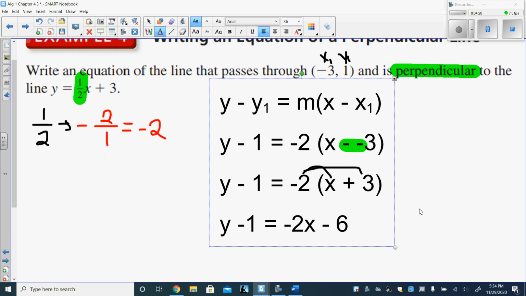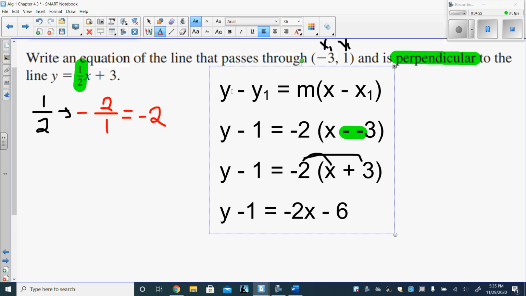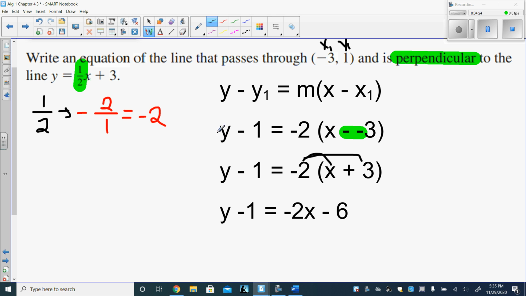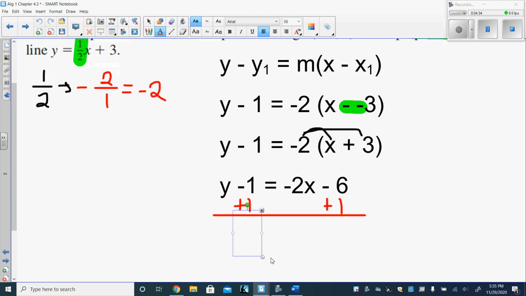And so we're almost done. We almost have it in y equals mx plus b form. The only thing we have to do next is get y by itself. And to do that, we're going to add 1 to both sides. When I add 1 to both sides, negative 1 plus 1 would cancel out, so we get y by itself is equal to negative 2x. And our negative 6 plus 1 would give us negative 5.